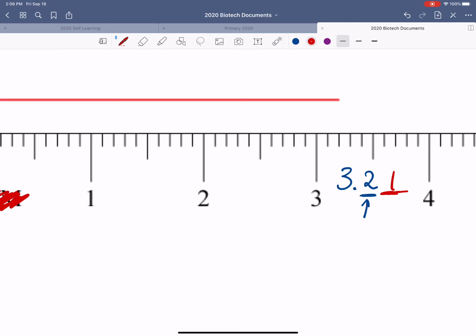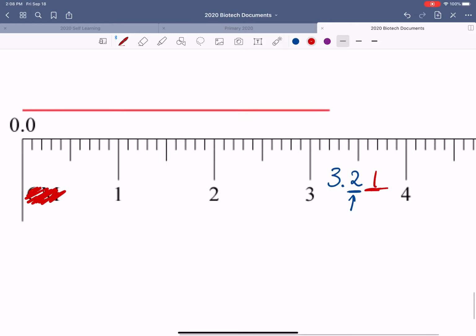Maybe it's 3.22. And that's kind of how measurements work. We always have that one digit of uncertainty.